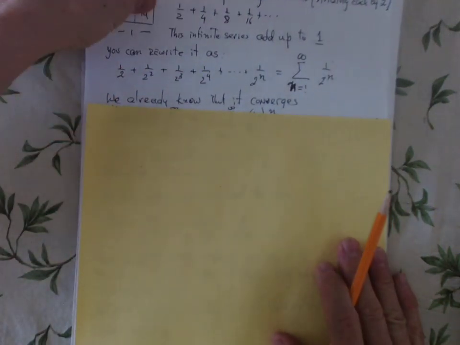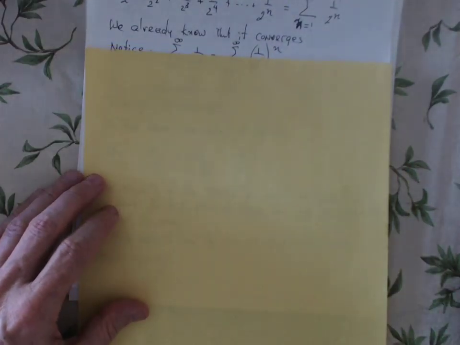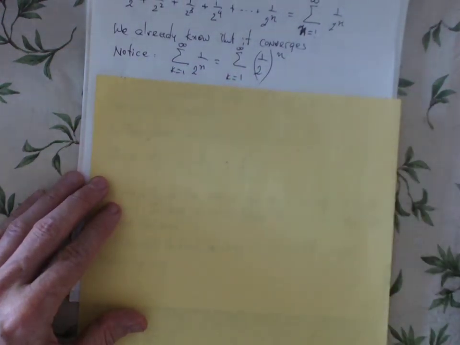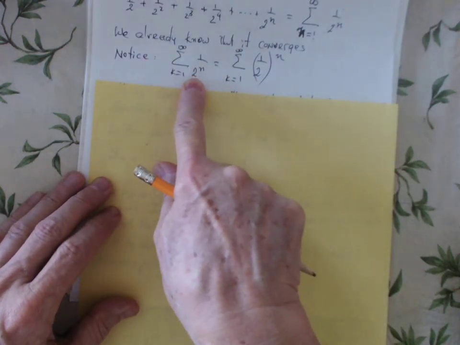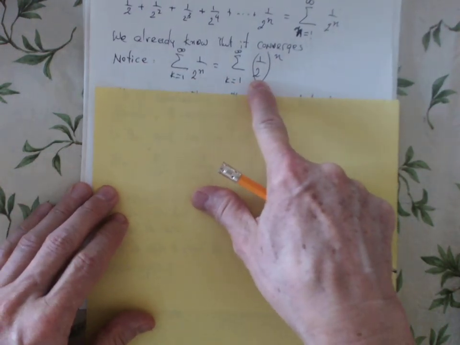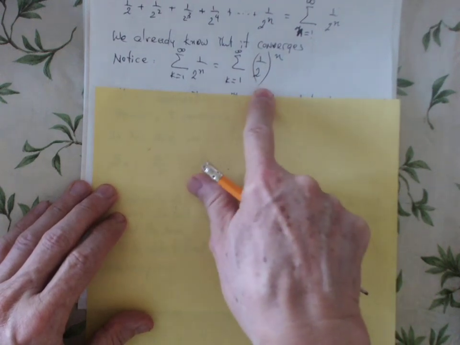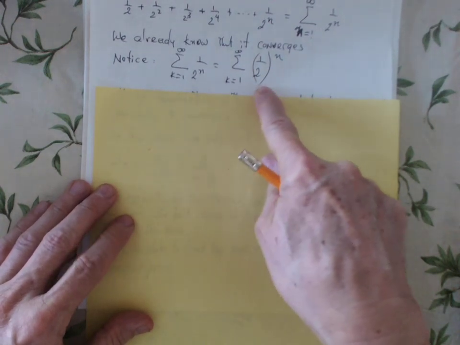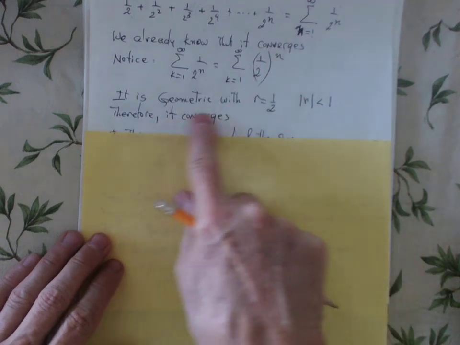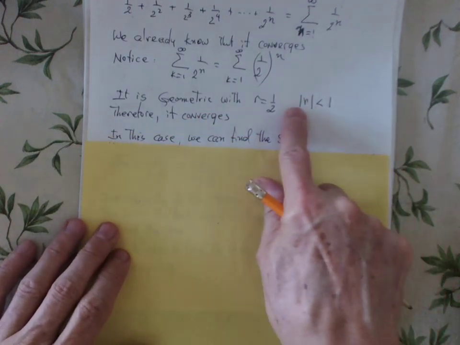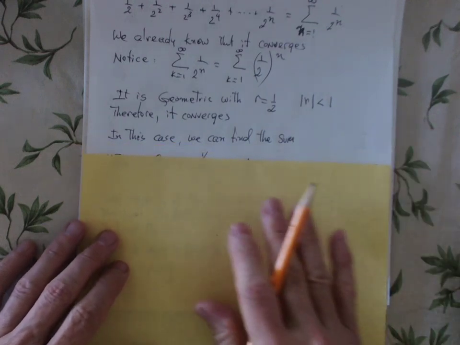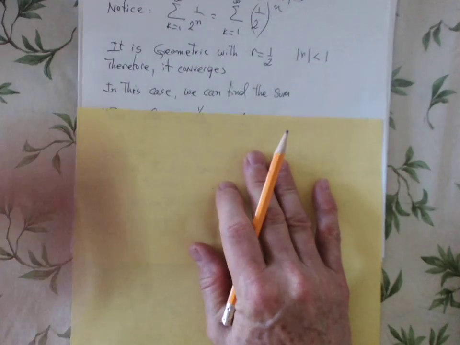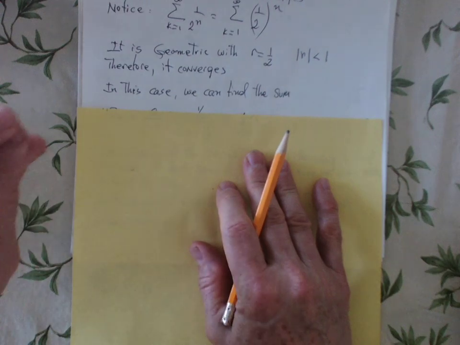And we already know it converges, but let's show it from the way we've been doing it. Notice that this one can be written as this, and this sigma notation of this series is geometric. So it is geometric with r equals 1/2. Since the absolute value of r is less than 1, it converges, so it must have a sum.